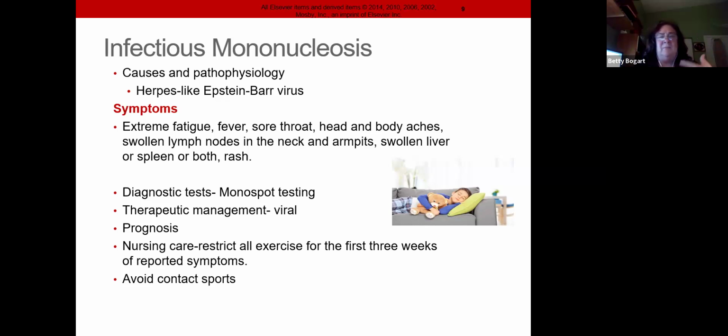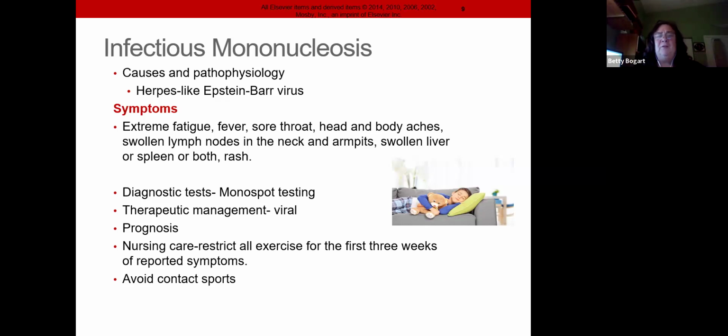And you might have the aches and the pains, and you might have swollen lymph nodes. You also might have a swollen liver and spleen. This is part of mononucleosis. All of those lymph nodes, which is spleen and liver too, get swollen.